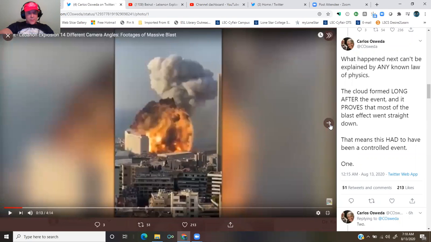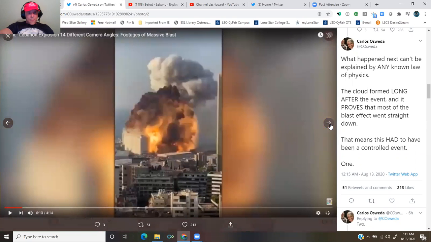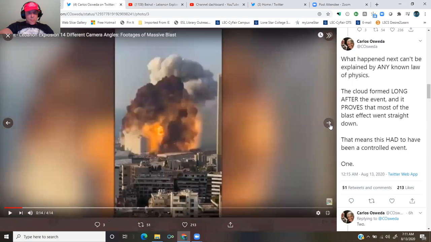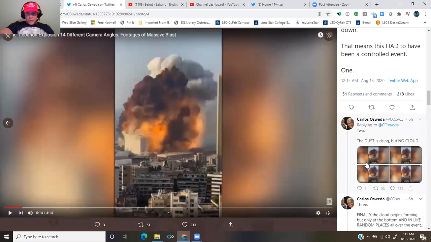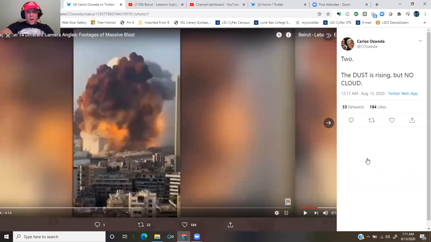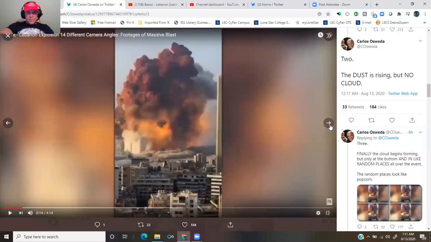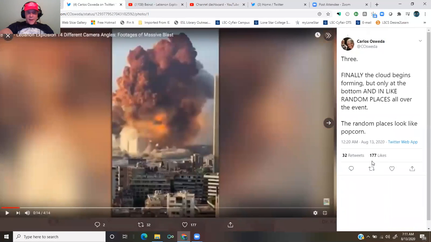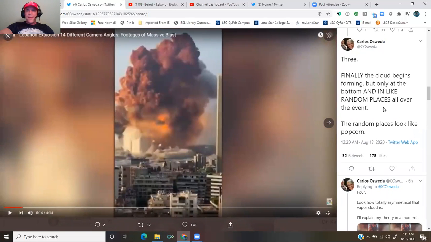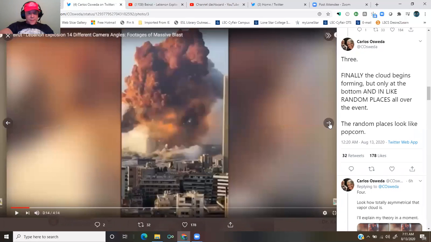One. Two. The dust is rising, but no cloud. Three, finally, the cloud begins forming, but only at the bottom and in random places all over the event. Look up, see, bam, bam, bam. The random places look like popcorn.